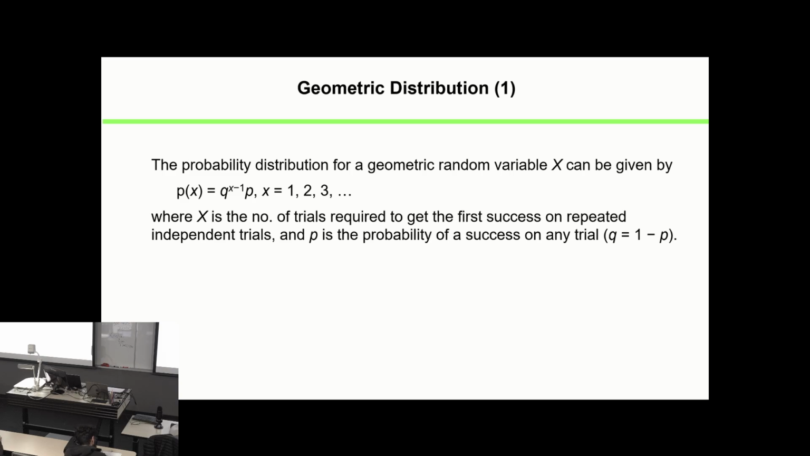So I'm using q in a different way than Mihai used it earlier in the class. Here it is simply 1 minus p. I use it for the probability of a failure. And so the idea is, in order to get that first success on the x-th trial, the first x minus 1 trials all have to be failures.